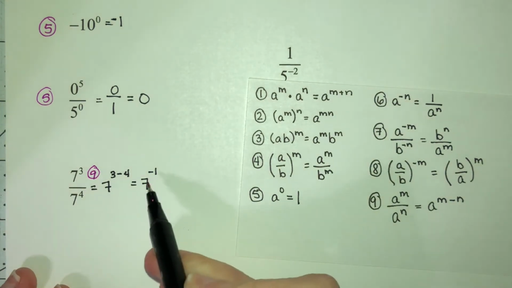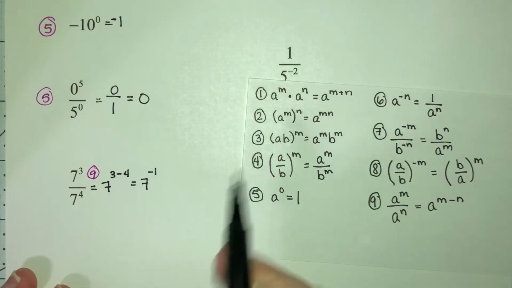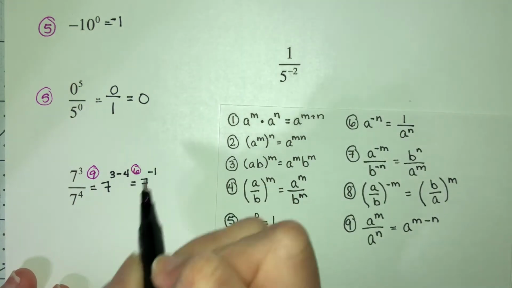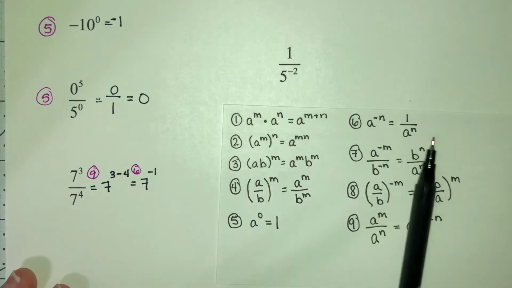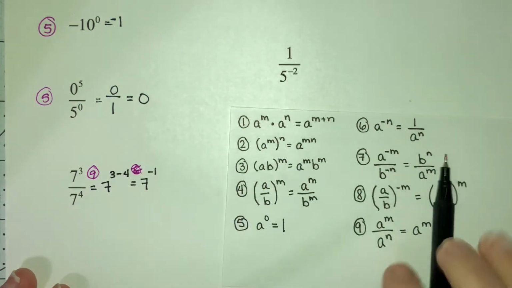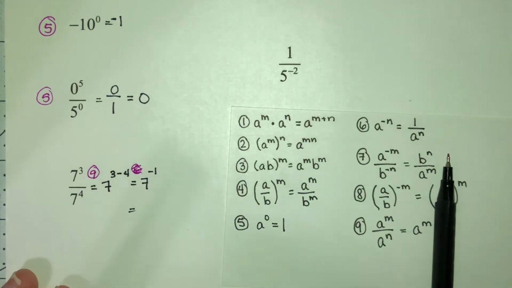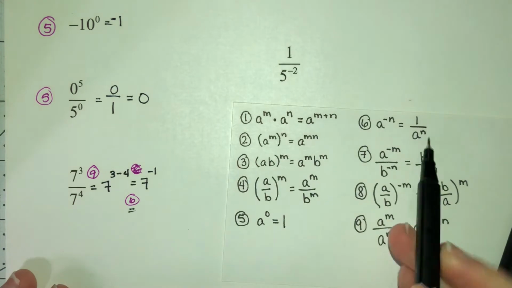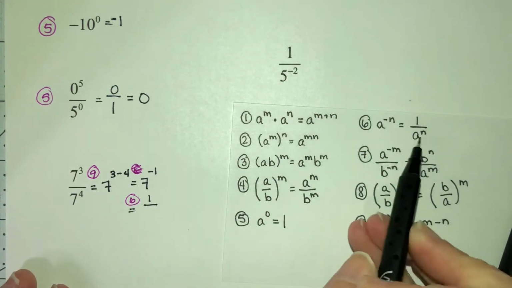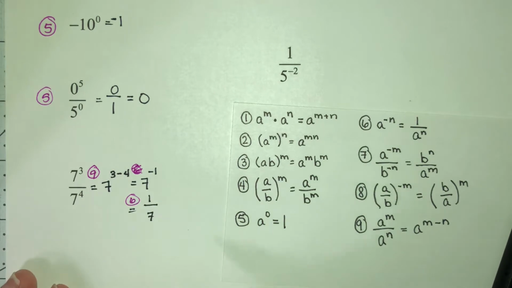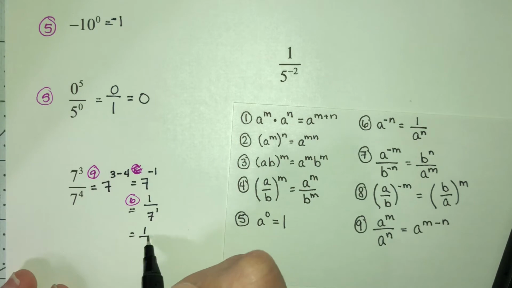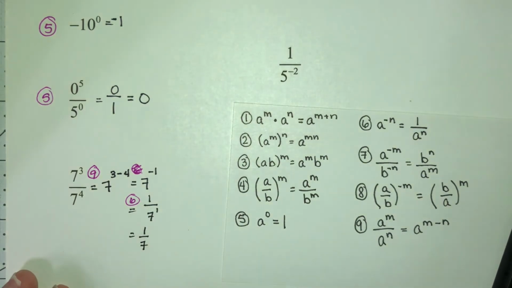And now we're not allowed to keep a negative exponent. So I am going to use property number 6 to simplify from here. I probably shouldn't have written it there. It should be here, because that was just arithmetic there. This says it's 1 over our base, which is 7, raised to the now positive 1. And normally we don't write a positive 1 exponent. It's understood. So this answer is 1/7.